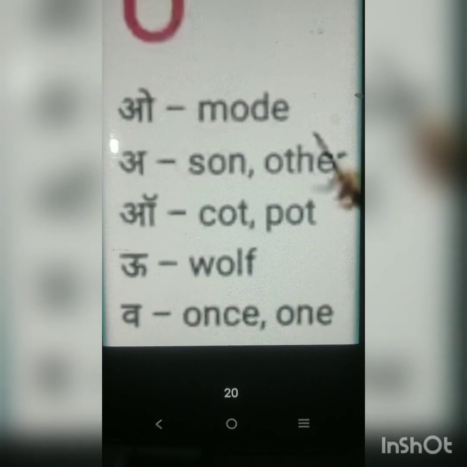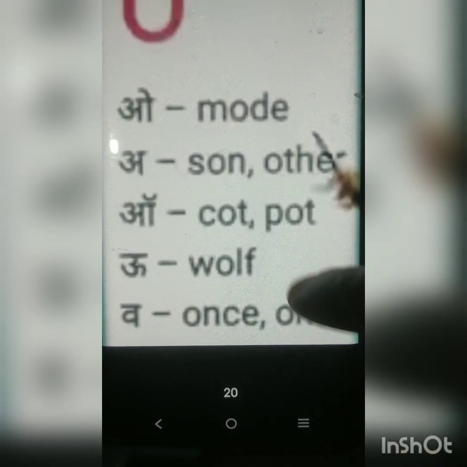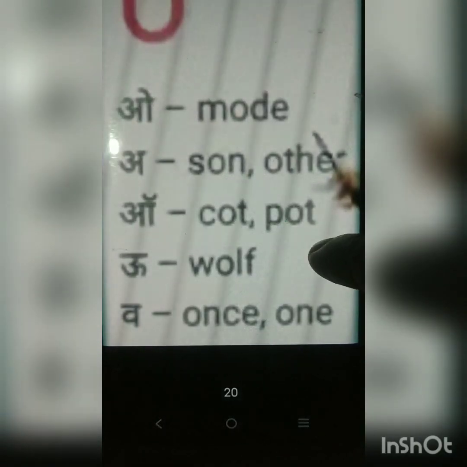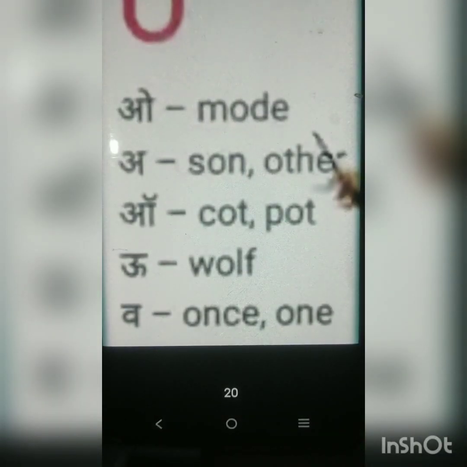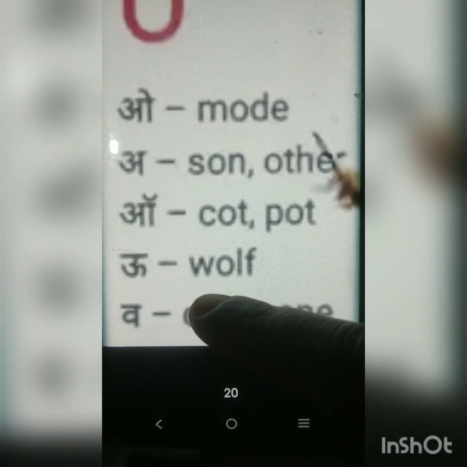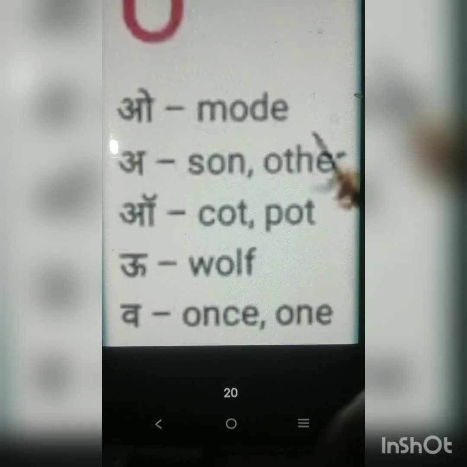Next one is the U sound. So cot, cut. Cut. K sound. C is coming in the first, that's why its sound will be K all together. Cut. And next one is pot. Pot. Okay. Next one is the long U sound. Wolf.